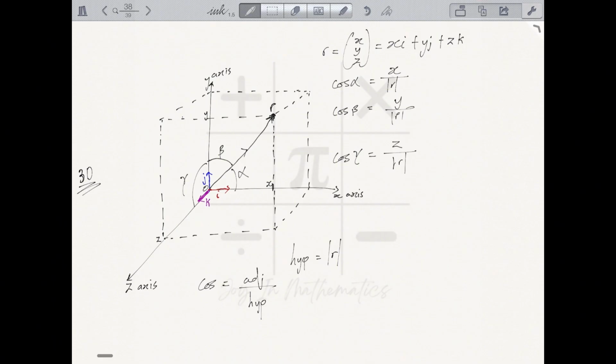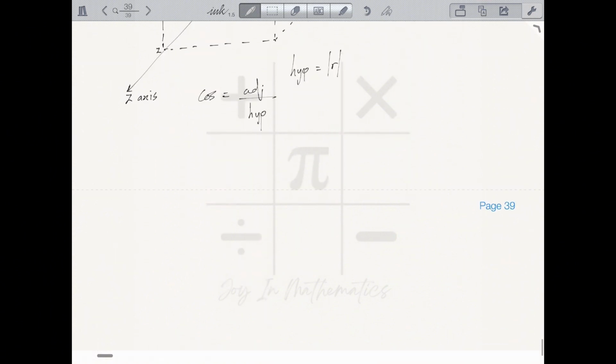Now, just like we did in the two-dimensional vector, we can say this is equal to L, this is equal to M, and this is equal to N. Therefore, we can come to a conclusion that L squared plus M squared plus N squared is equal to 1. Now, let's bring it all together.